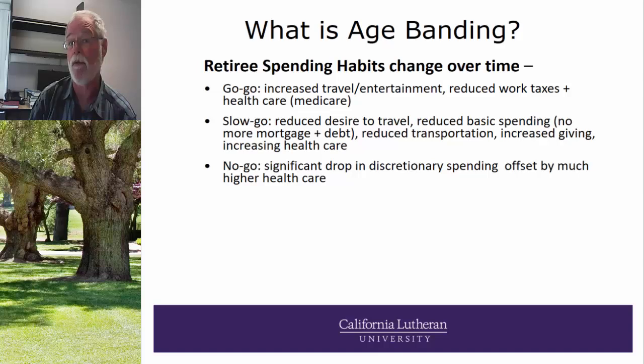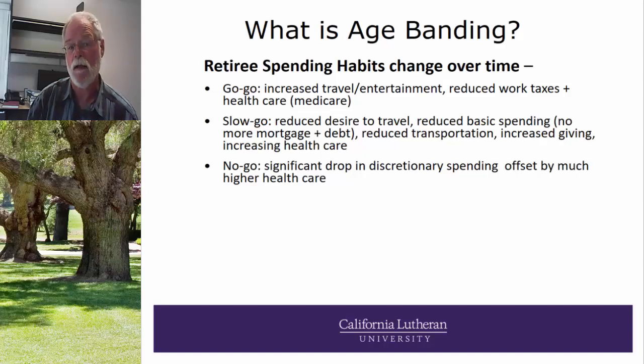So there's going to be a reduced desire to travel. Part of it is we've achieved most of our bucket list. We're going to see reduced basic spending. The mortgage hopefully has long gone away. Car debt, we're not going to be carrying nearly as much of. We don't need to perhaps have three cars. We don't have a second home, a vacation home. We've got reduced transportation needs. We're going to be spending more time locally.